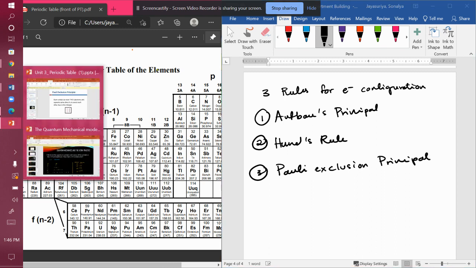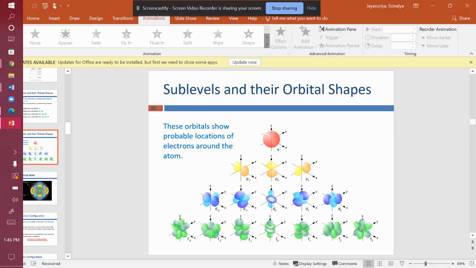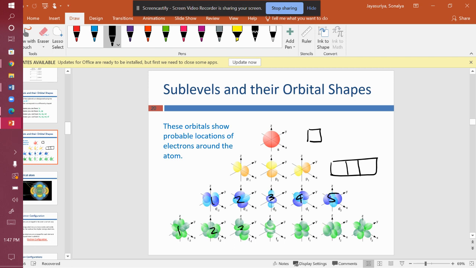Okay? Now, in the PowerPoint, you have all 3. Oh, by the way, see these different shapes? These shapes are the shapes that we represented as boxes. This is S, remember? 1 box. This is P. P is 3 boxes. This is D. See, 1, 2, 3, 4, 5 boxes. And this is F. 1, 2, 3, 4, 5, 6, 7.